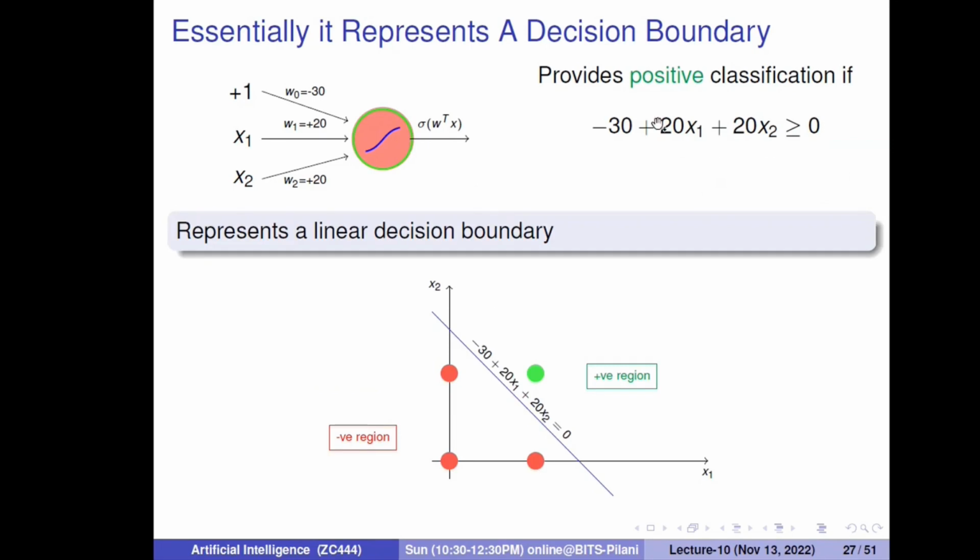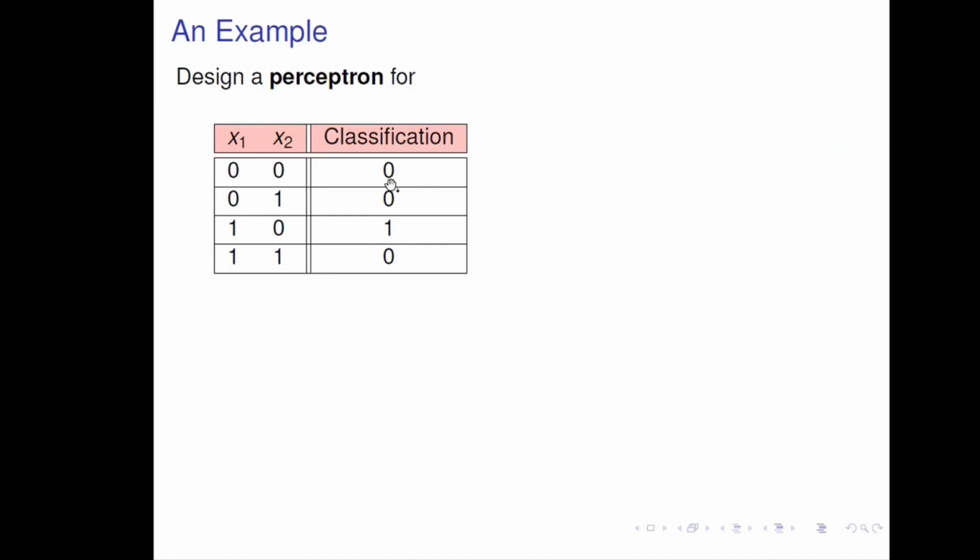We have talked about this, that this particular thing represents an equation. This equation represents a decision boundary, and on one side there is a positive region and on the other side there is a negative region. Any questions? Okay, so let me design a perceptron for this kind of classification. It's an interesting question. Please see. Design a perceptron for this kind of classification. I want this kind of classification.